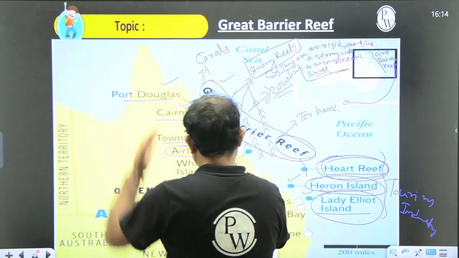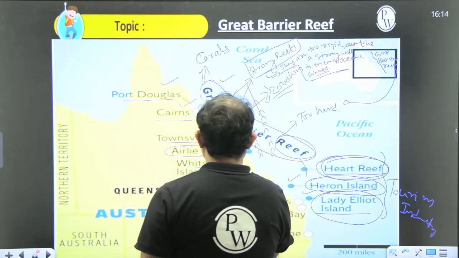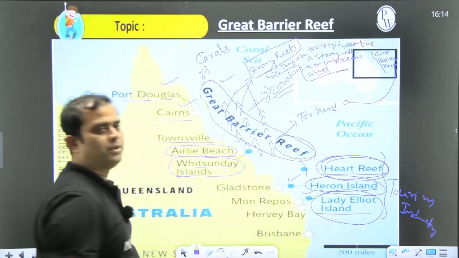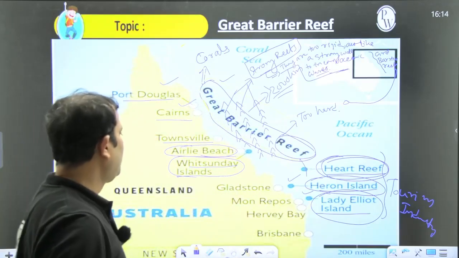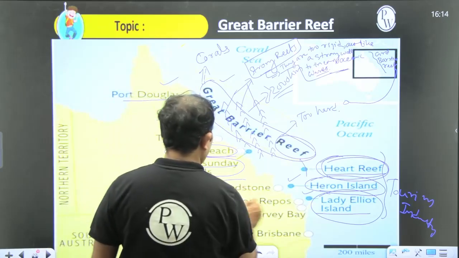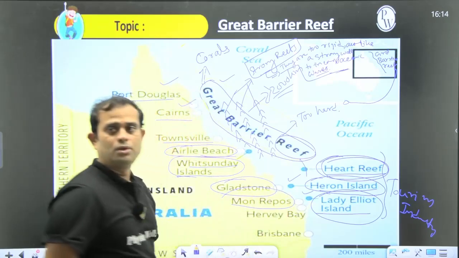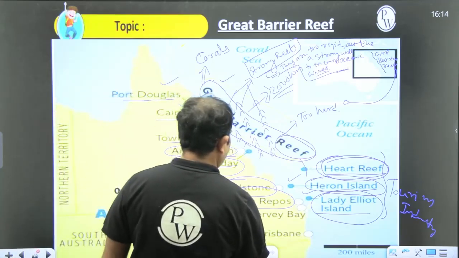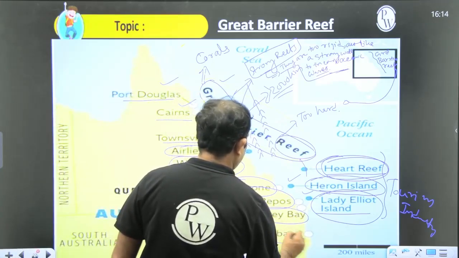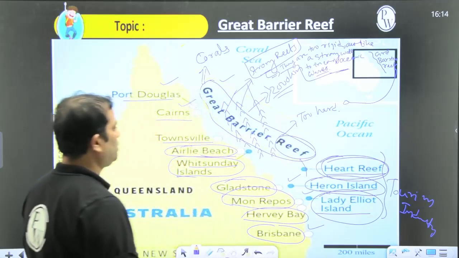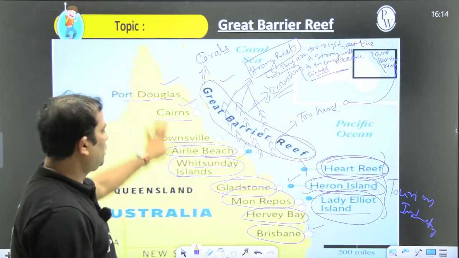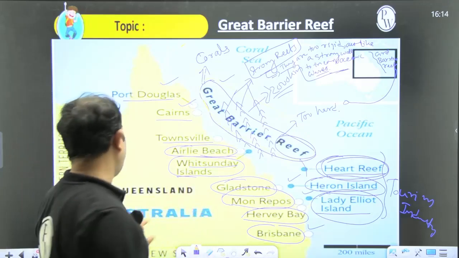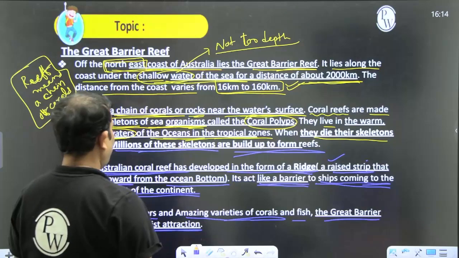Then your Whitsunday Island. This is also a very famous island, Whitsunday Island particularly. Then it is your Gladstone, Moon Rocks. So these are the particularly major areas. Then Hervey Bay and Brisbane. Brisbane is another important town. So these are the particular places where you find Australia's major areas.